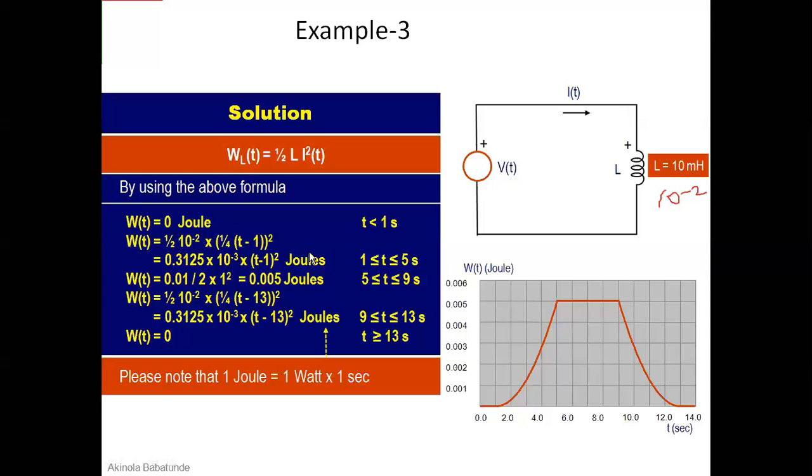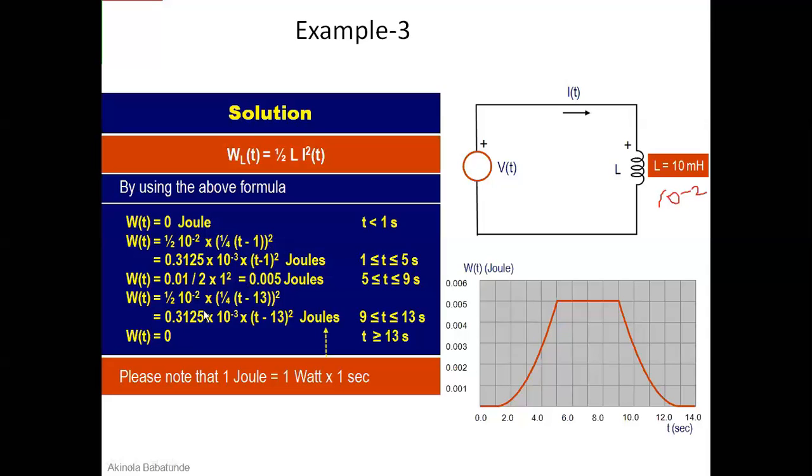Okay, so when you put your time into those, for example, here time is equal to 1 or greater than 1 and less than 5. So you can use 2, 3, and 4, and then 5. You put those in here, and then you will get various points. You connect those dots together, and you get this curve. You do the same thing for these, where we have 0.3125 times 10 to the power minus 3 times t minus 13 squared. You do the same thing, you're going to get this graph. You join all of those together, you have your energy time graph for this inductor.